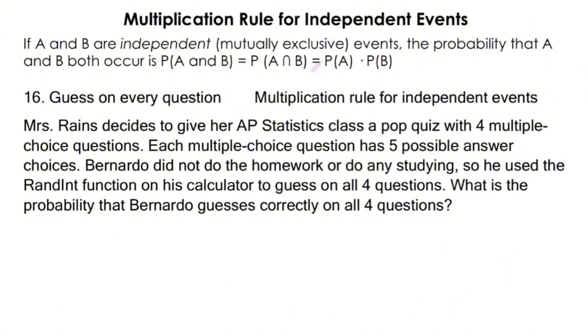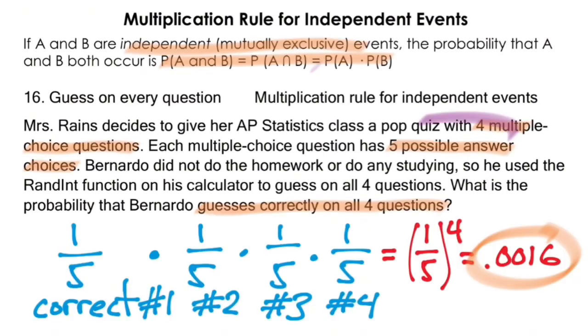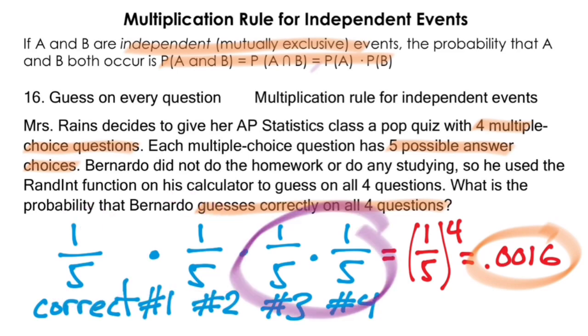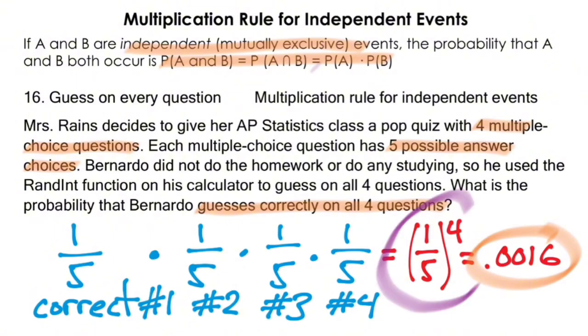In number 16, Miss Raines decides to give her AP Statistics class a pop quiz with 4 multiple choice questions. Each multiple choice question has 5 possible answer choices. What is the likelihood of guessing correct on all 4 questions? That means there is a 1 out of 5 chance of guessing correctly on number 1, and then you have independently another 1 out of 5 chance of guessing correctly on problem 2. And then you would multiply those fractions together 2 more times for the likelihood of you guessing correctly on all 4 of the questions, which is the same thing as doing 1 out of 5 to the power of 4, which is less than 1% chance. You have a very, very low chance of guessing all 4 questions correct on a 5 multiple choice question test.